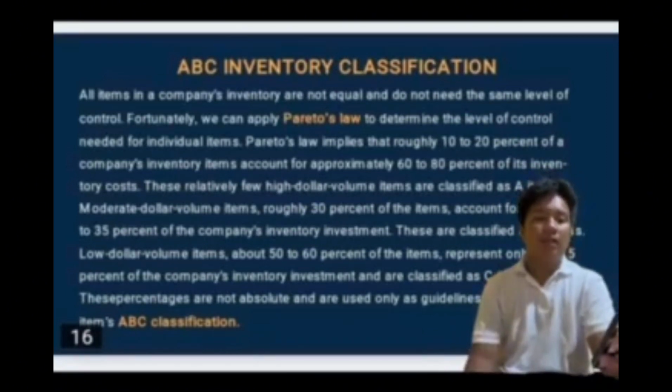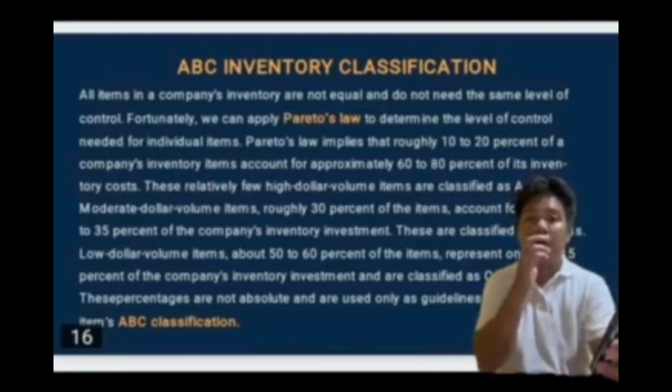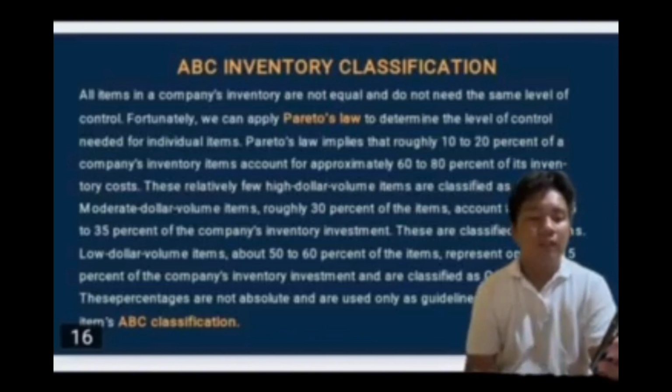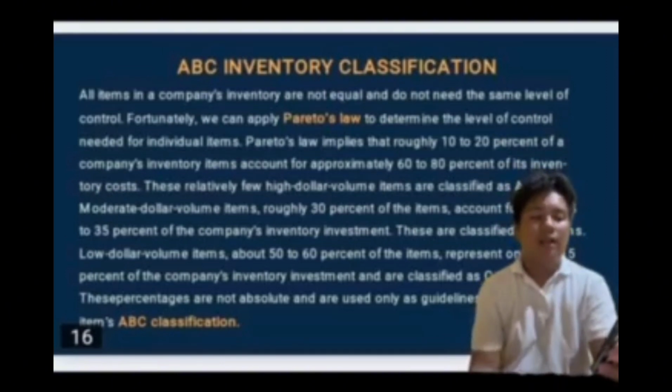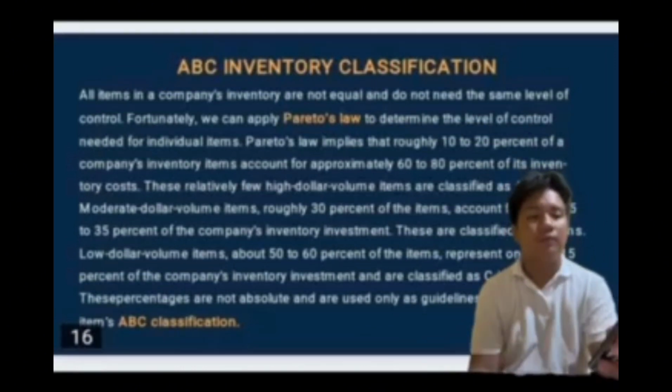Group A inventory: the 20% of SKUs that contribute to 80% of revenue. Group B inventory: the 30% of SKUs that contribute to 15% of revenue. Group C inventory: the 50% of SKUs that contribute to 5% of revenue.